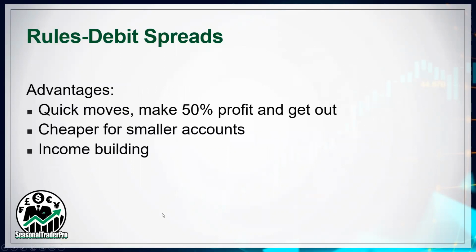Okay. So again, some of the advantages: when you're expecting quick moves, my strategy is I like to make about a 50% profit and then get out. They're also cheaper. Getting in at a $1 spread at 50 cents, if you're doing one contract on that, you're risking $50 if you let it expire, which I never do. So smaller accounts can now start trading these. And if you have a larger account, you can multiply the contracts.